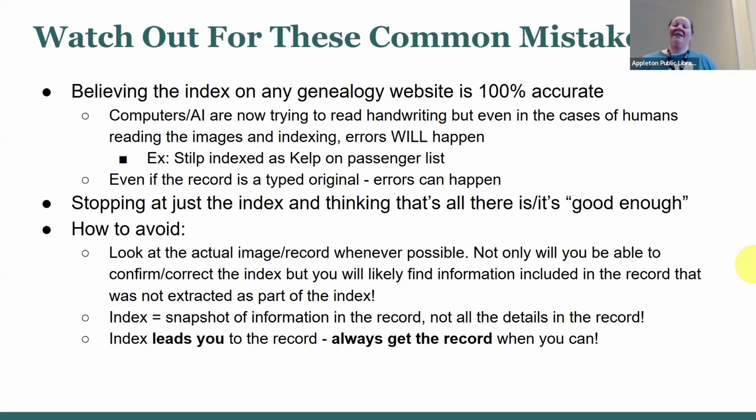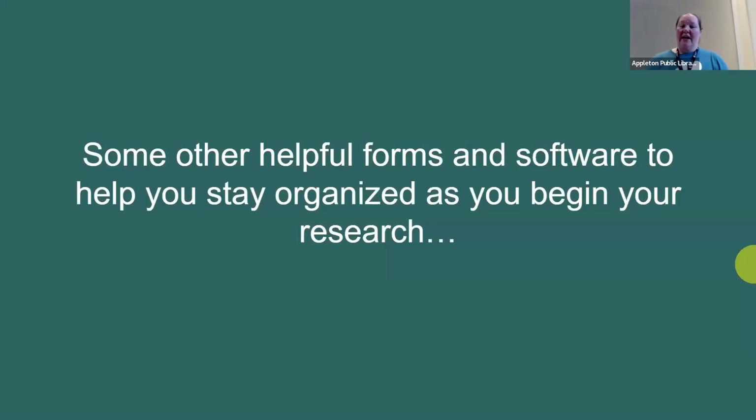So don't just stop at the index and think, oh, that's all there is, good enough. This proves that this information is right. Look at the actual image or the actual record whenever possible, because not only are you going to be able to confirm that the index is correct, but you might also find some additional information in the record that wasn't extracted as part of the index. The index is essentially just a snapshot, little pieces of the information from the record. It's not every single detail in the record. So the index can lead you to a record, but it's not the actual record. You always want to get the original record when you can, because again, we're looking for those original sources. The index is the derivative source again.